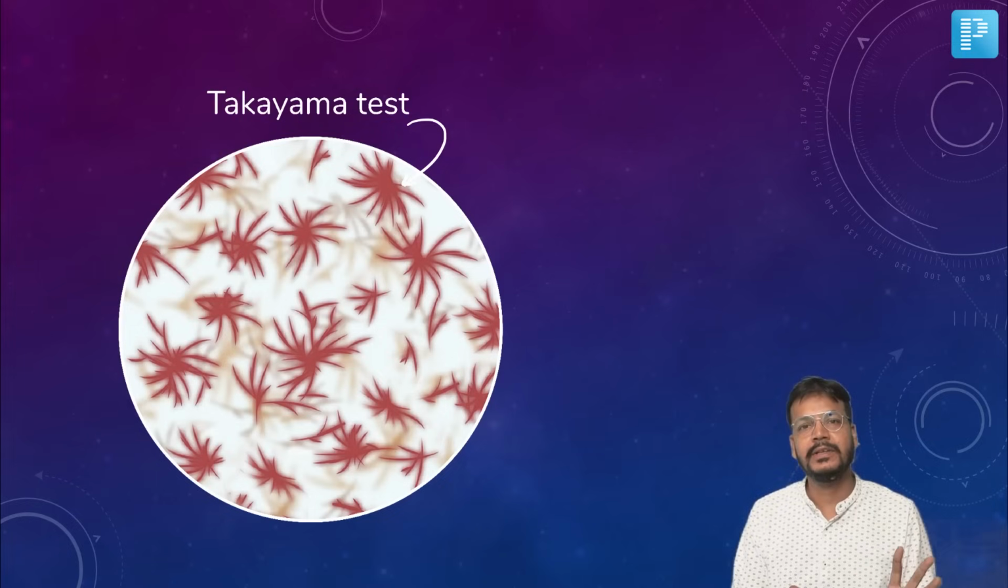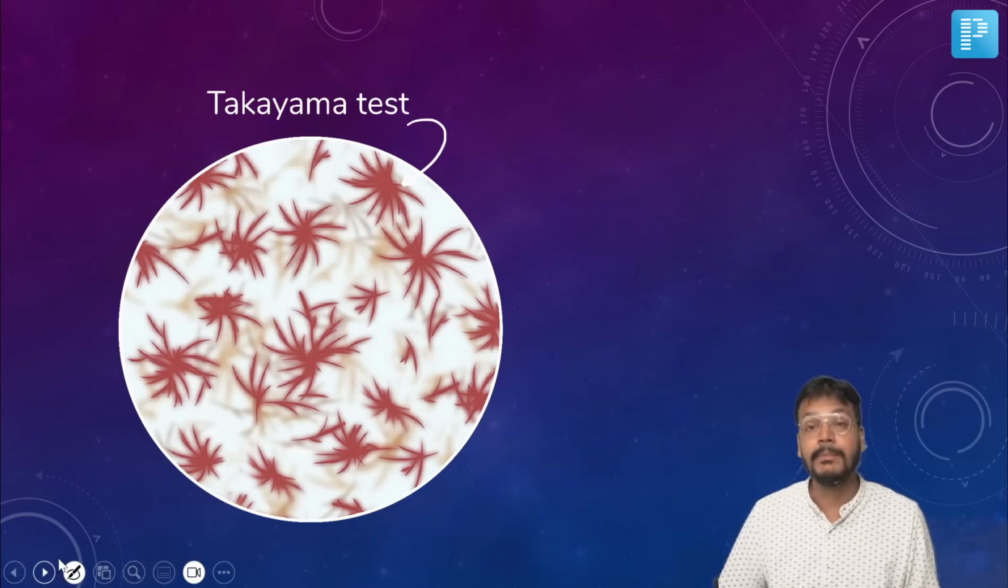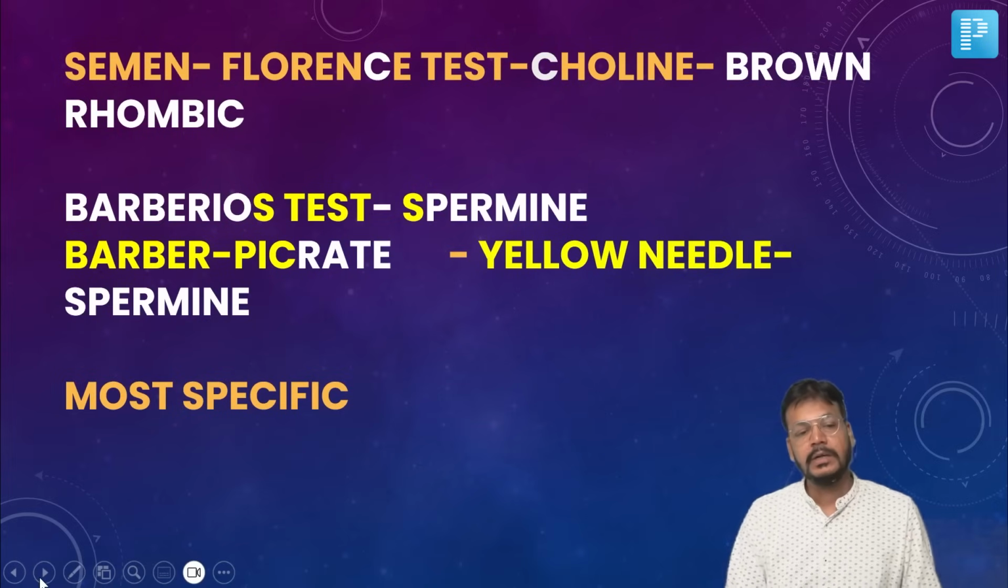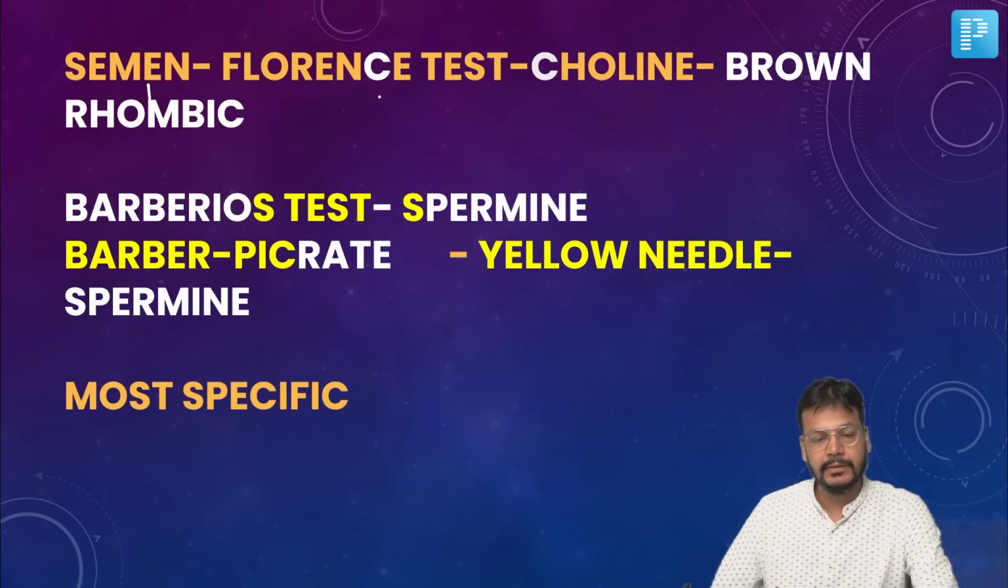Takayama is a pink feathery crystal. We use glucose, pyridine and sodium hydroxide in Takayama. Pink feathery, that is more important. Takayama is a hemochromogen crystal. Sir, what are the tests for semen?